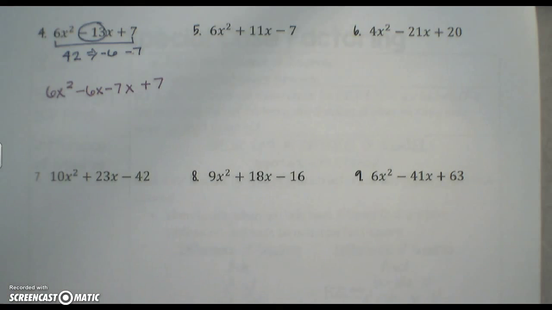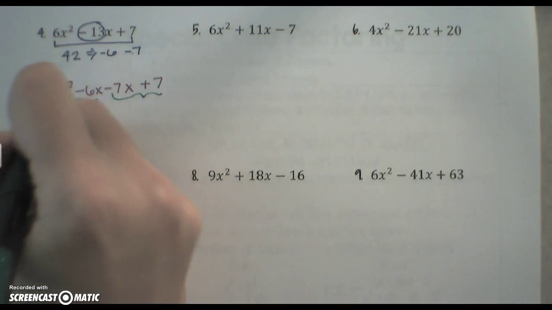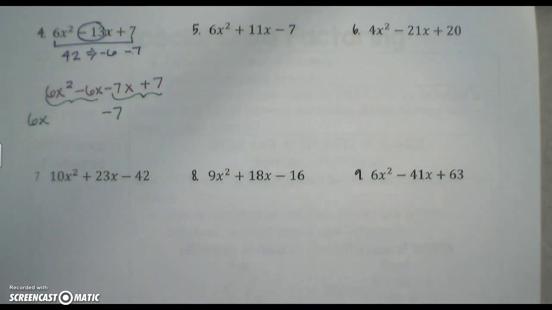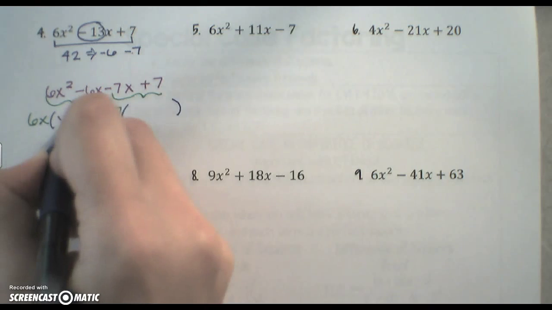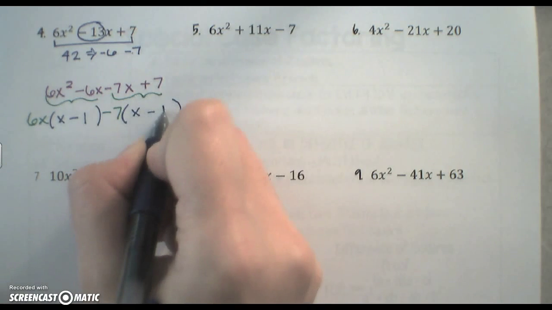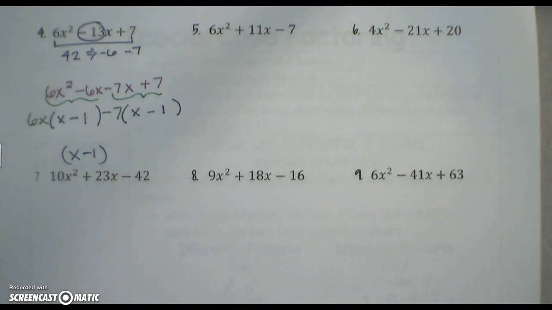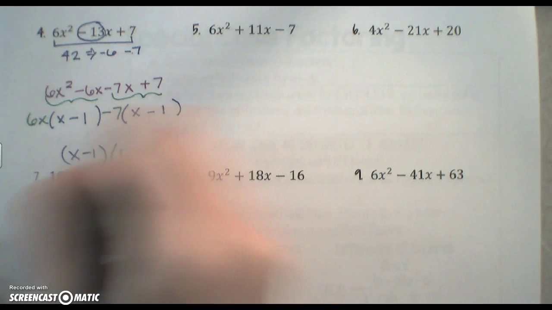All right, so group first 2, last 2, and I can take out a 6x here and a negative 7. Remember, leading negative, pull that negative out. So now we have x minus 1, and here we have x minus 1. So x minus 1 is one part of our answer, and the other part is going to be 6x minus 7.